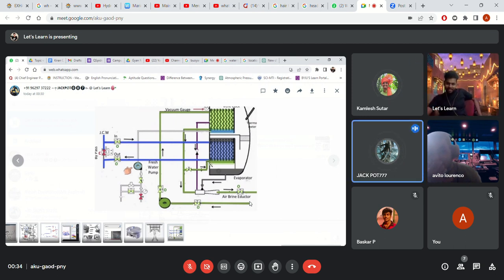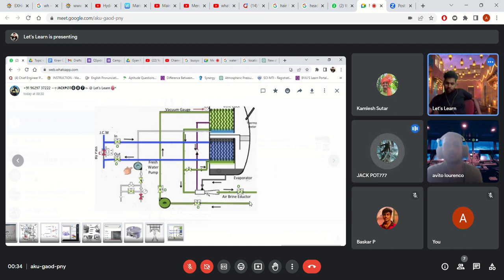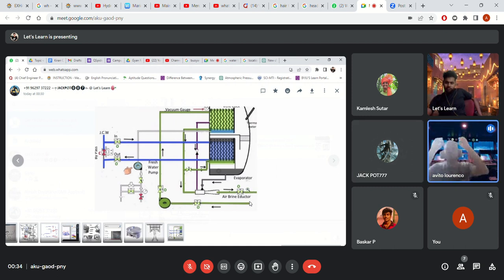Follow the line. By the velocity of the centrifugal pump, the water passes through the ejector. It is connected to the chamber of the freshwater generator. From high velocity passing, a low pressure region is created. That low pressure sucks the air and the brine water. This makes perfect sense.